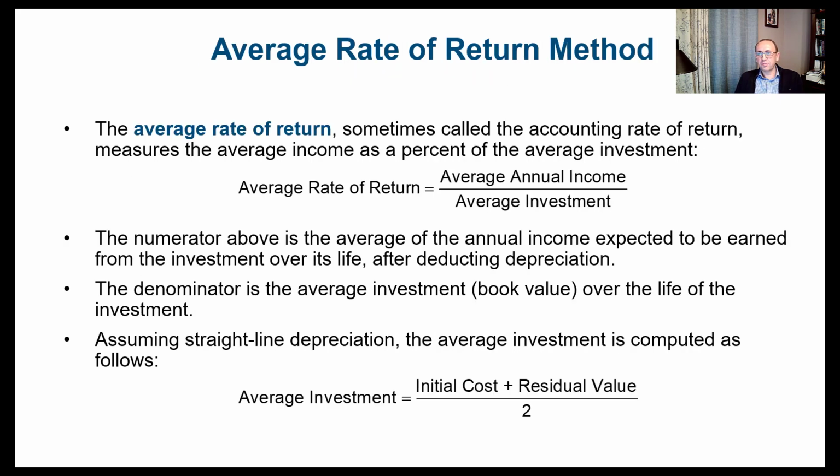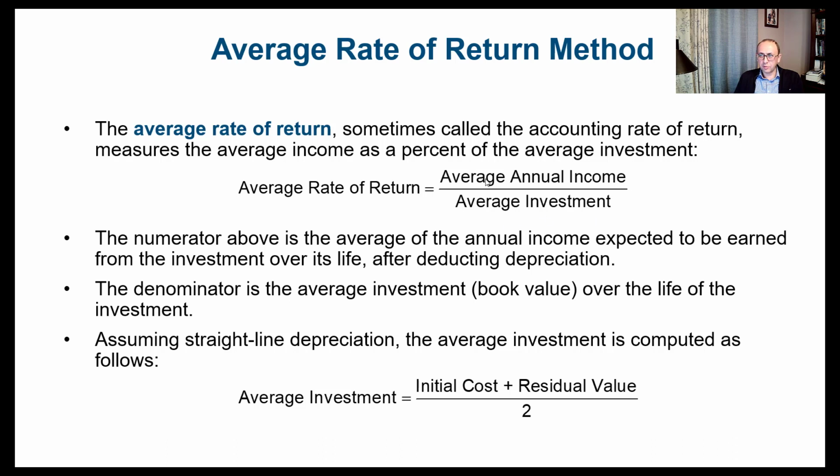So let's start with the first method that does not rely on the present value of money, which is the average rate of return method. The average rate of return, sometimes called the accounting rate of return, measures the average income as a percentage of the average investment. In other words, to calculate your average rate of return, you have to divide your average annual income by the average investment.